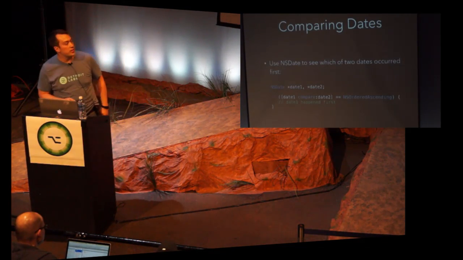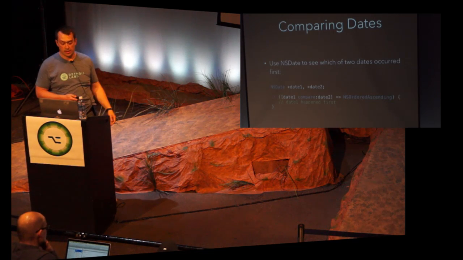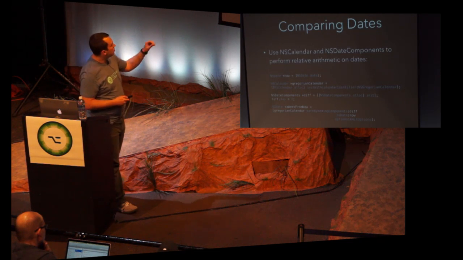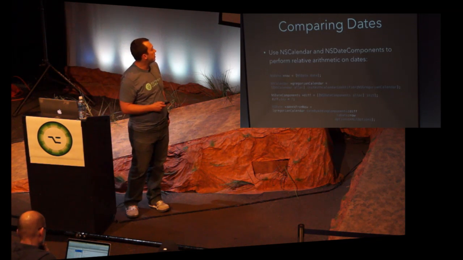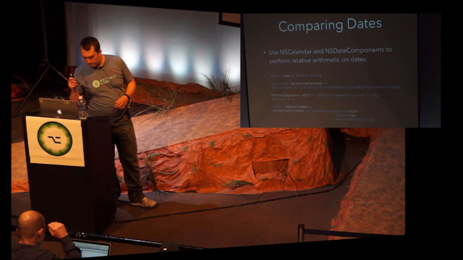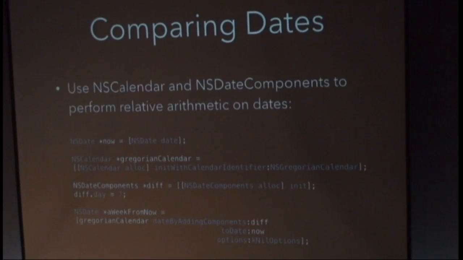So to see which one of two dates occurred first, you just use the compare method, just like anything else. And you can also do date components between two dates. This is to add 7 days. So what we're doing here is we make this date components object called diff, and we give it a day value of 7. And then we add that value to the current date to get a new date back.